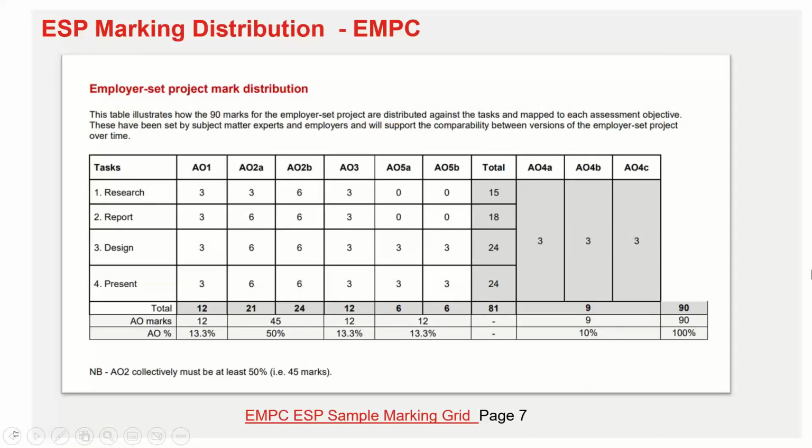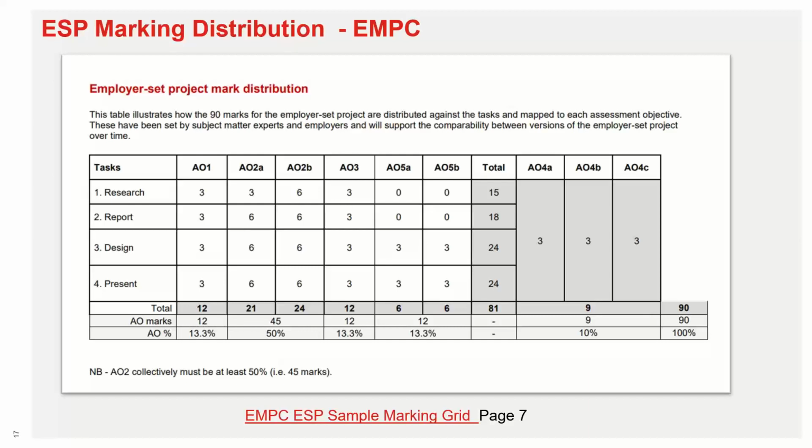So that is them all together now. You can see we've mapped across here the 90 marks for the employer set project, how they're distributed against each one of those tasks. And I've referred to the assessment objectives that I've just showed you in the last slide and how they've been mapped against each task to show the total.